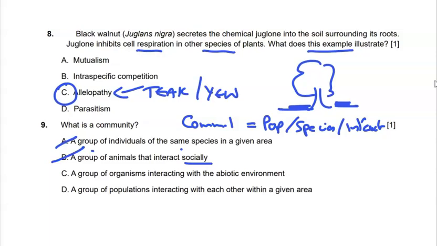A group of organisms interacting with the abiotic environment. The interaction that we're concerned with is with each other, which is biotic environment, so C is eliminated. Just check D. A group of populations interacting with each other in a given area. This is fine. 9D.